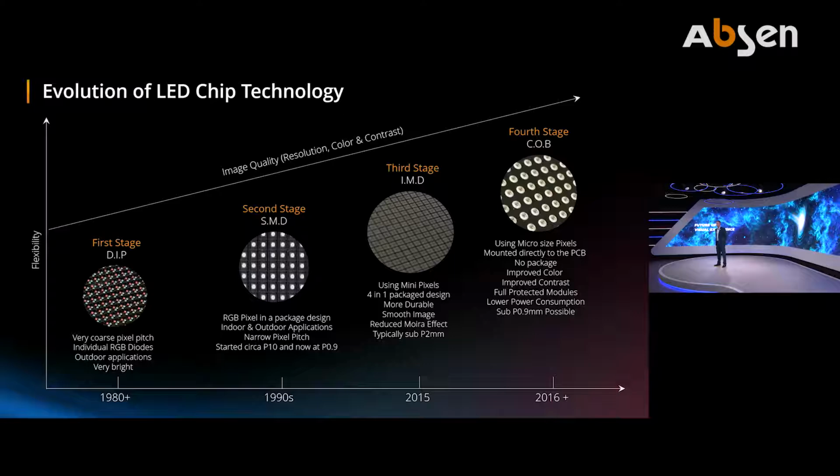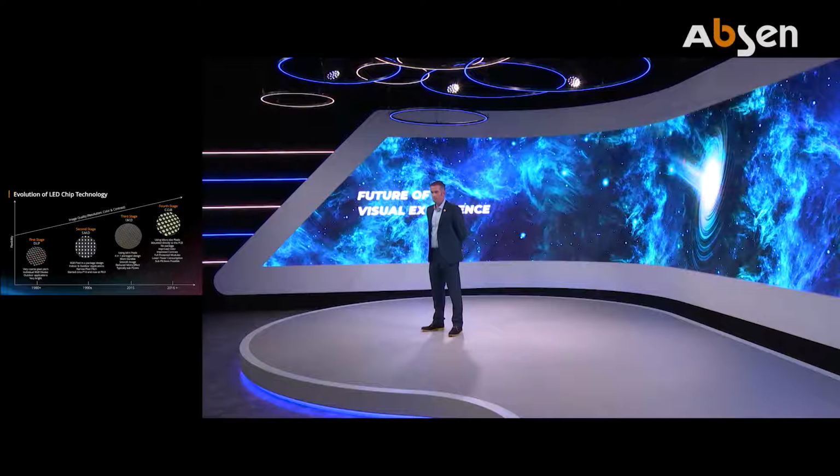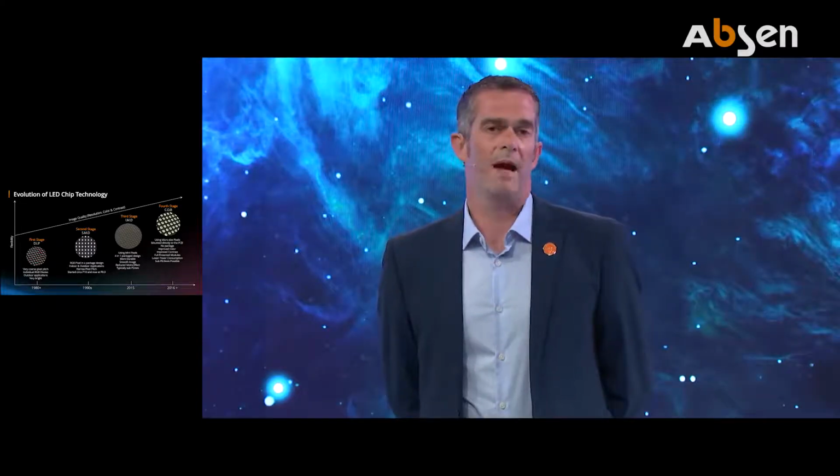And then coming right up to date from 2016 onwards, we have the fourth stage of the chip evolution, which is using chip on board or flip chip on board technology. This technology really focused on the additional benefits of improved color, improved contrast, reduced moire, and also importantly as well, reduced power consumption for the LED displays.